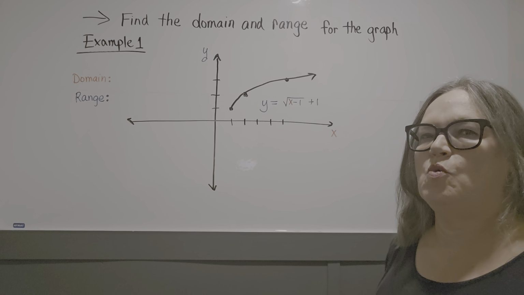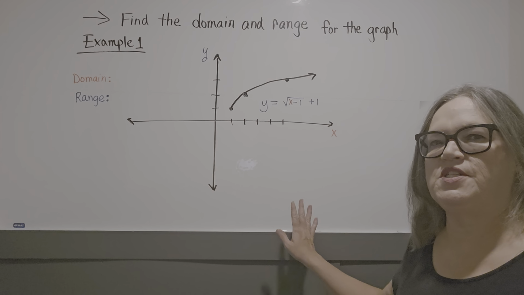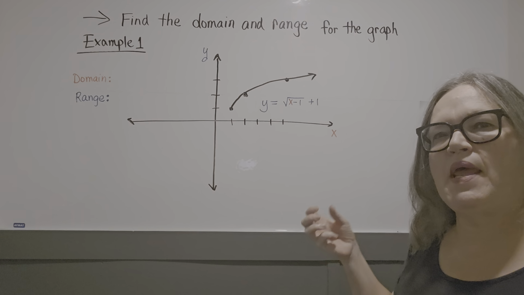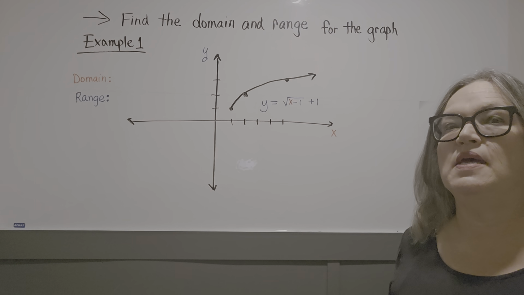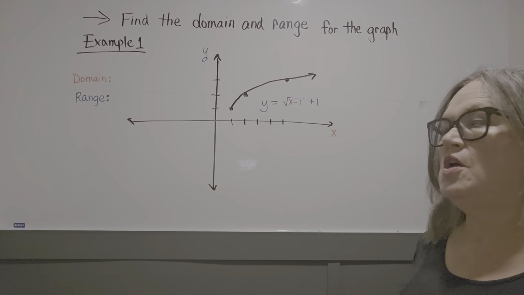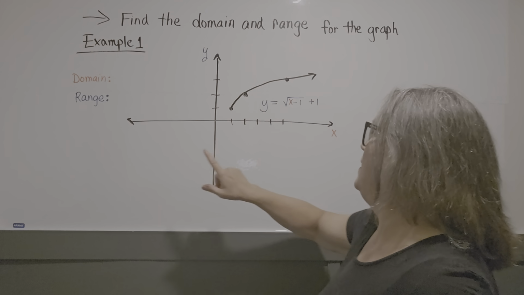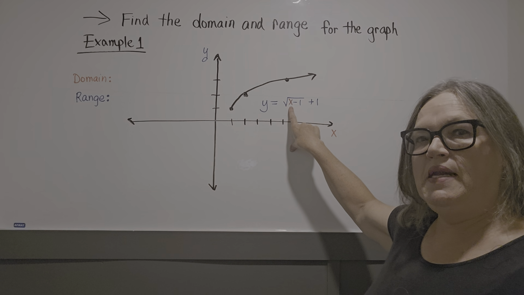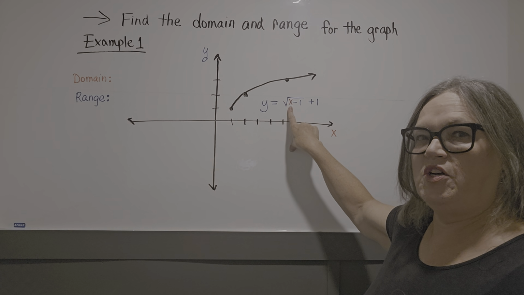I want to find the domain and range for this graph. And you'll see here I've color-coded things because I want to emphasize the fact that the domain is referring to x values. So I colored that in red. We have the x-axis and we have our input here. The domain is all possible input for our function.